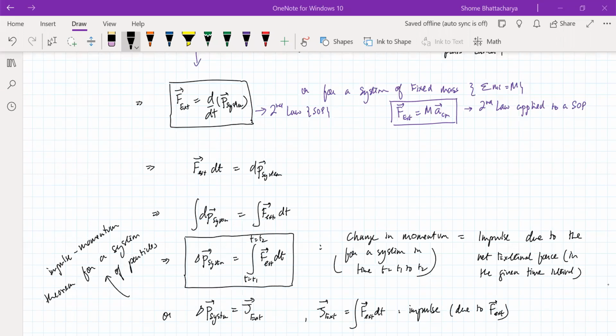So what you have written in last, delta P of the system is equal to J, capital J. Capital J is a symbol used for impulse.